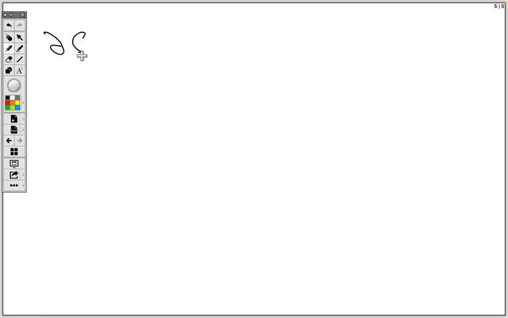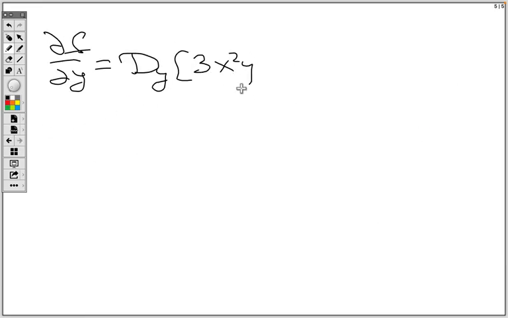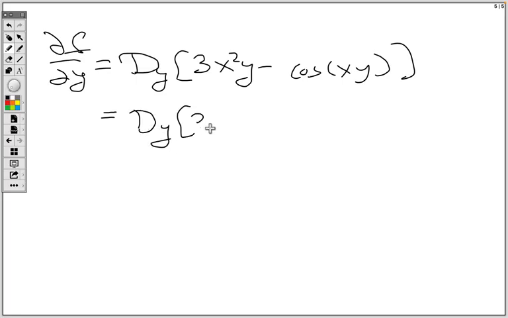Let's calculate the partial of f with respect to y. It's 3x squared y minus cosine xy. Once again, all the properties of the derivative are in place here. We're taking the derivative with respect to y, treating x as the constant. So we start the same way as before. We hit it with the sum and difference property.